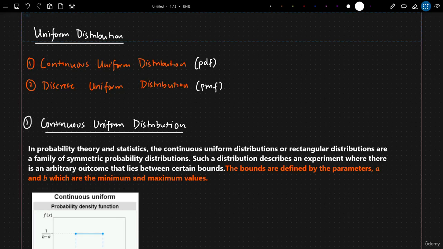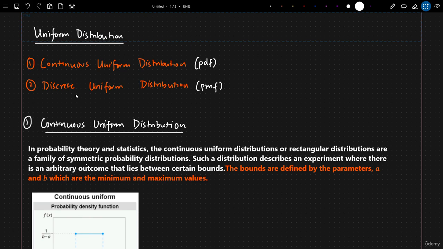Hello guys, so we are going to continue the discussion with respect to statistics, and in this video we are going to see about a new distribution which is called the uniform distribution. Now in order to understand this uniform distribution, there are two types that you should really know. One is the continuous uniform distribution, and as you see over here it is written as continuous. So obviously this distribution is created for a continuous random variable and we specifically use a probability density function.